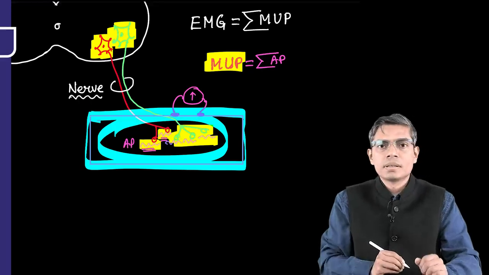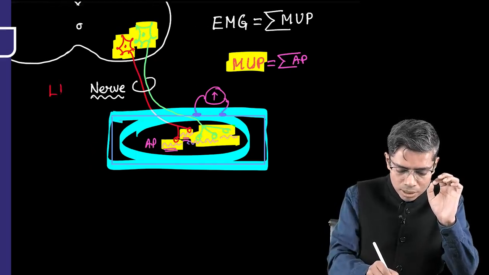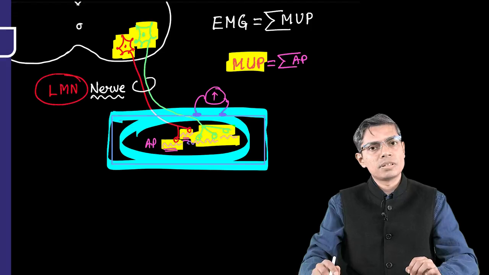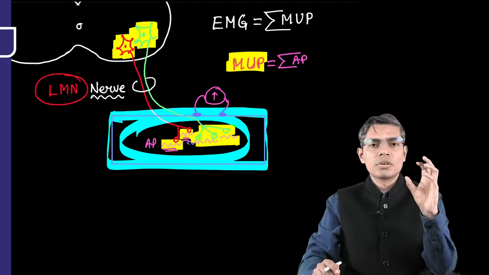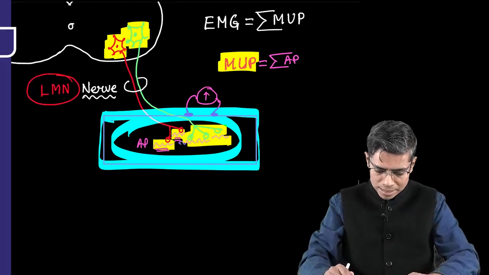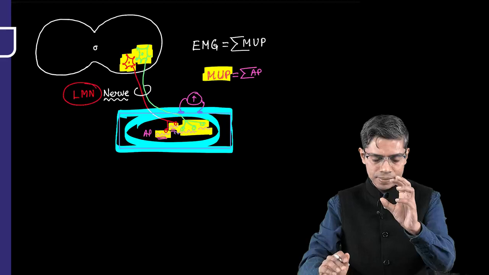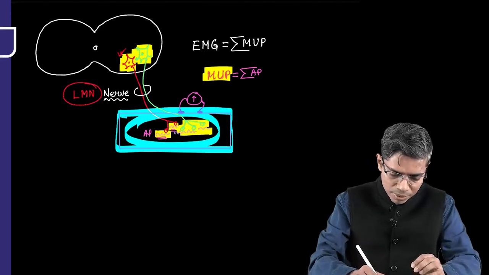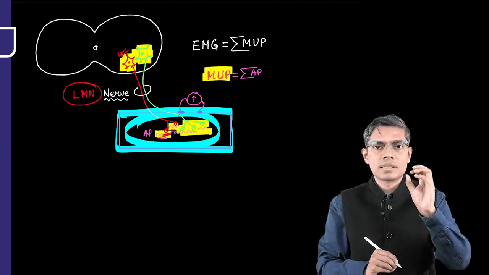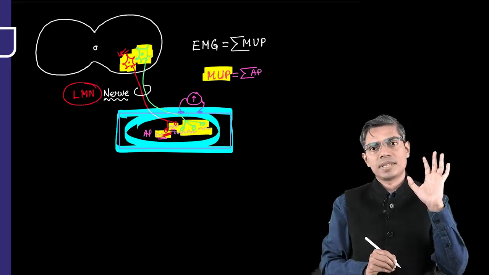This motor nerve is also known as lower motor neuron. What is the meaning of that? The lower motor neuron concept you will understand in detail in the central nervous system, but for the time being, remember that the motor neuron which is supplying the skeletal muscle, which starts from the level of the anterior region of the spinal cord up to the neuromuscular junction, is also known as lower motor neuron.